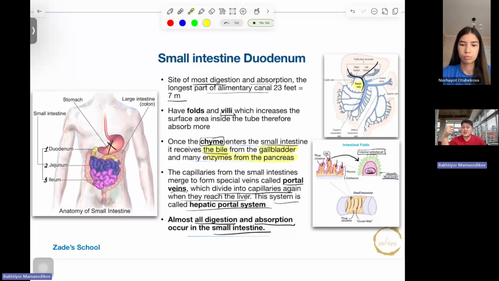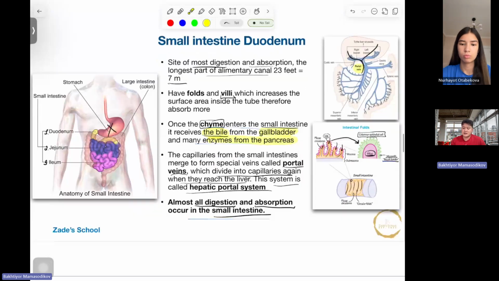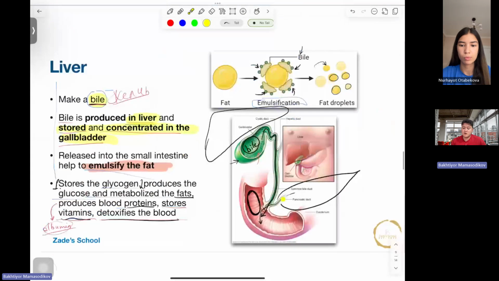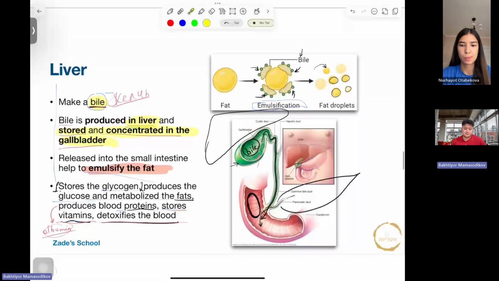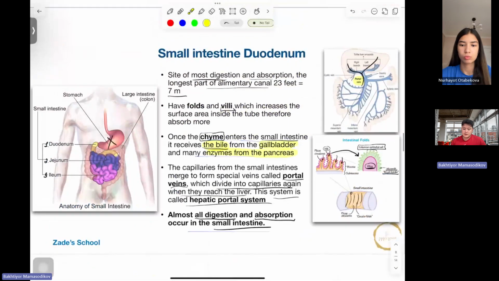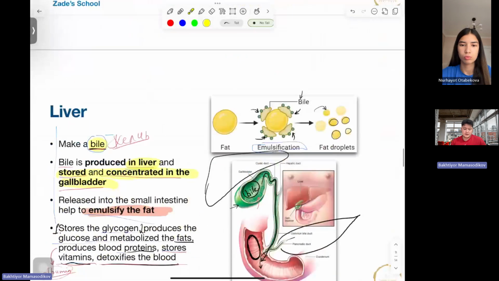which is released from the pancreas by acinar cells. They come to the small intestine with pancreatic ducts, which open to the duodenum, and mix with chyme. So this is important.